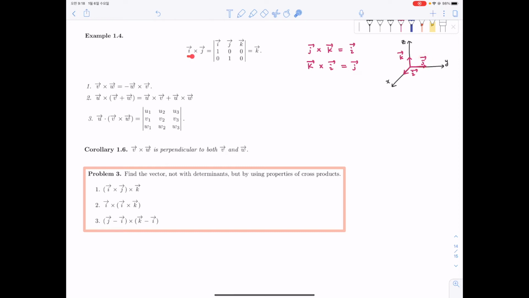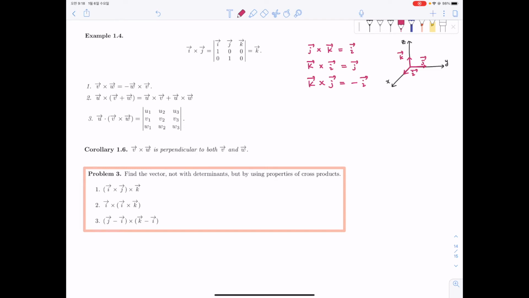So we know these identities, and by using this property, if we want to find k cross j, the order is changed, so there must be a minus sign here. Okay.